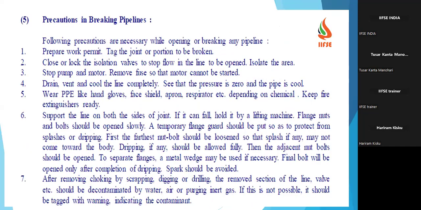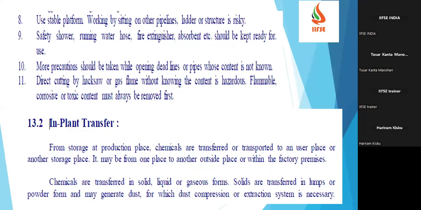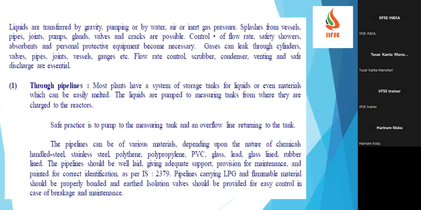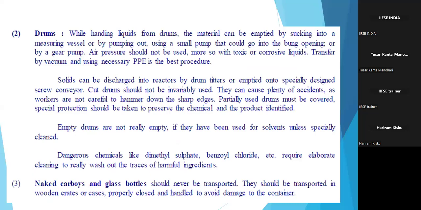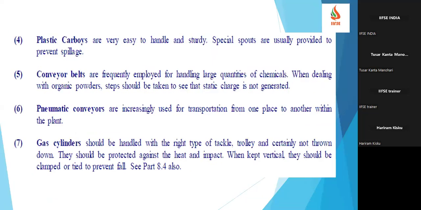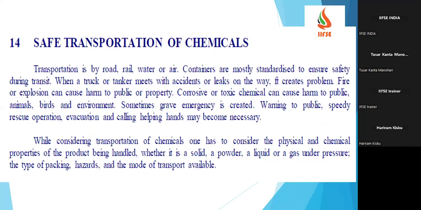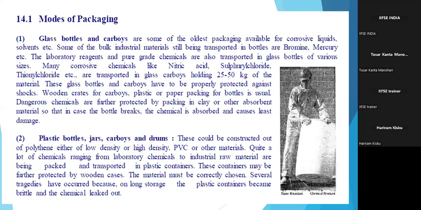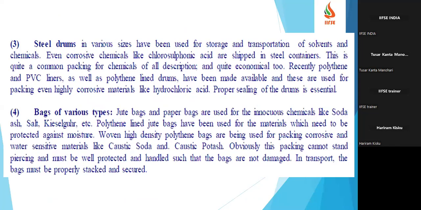Then we saw precautions to be taken while breaking of the pipeline. Breaking in the sense it is not damaging, it is opening of the flanges in case of any leakage, any service, any replacement, etc. Breaking means not damaging, but opening of the pipeline. Then in-plant transfer, we saw drums and carboys, glass bottles, plastic carboys, conveyor belts and gas cylinders. Then we discussed the safe transportation of chemicals by various modes of packing, like plastic bottles, glass bottles, bags, steel drums, etc.